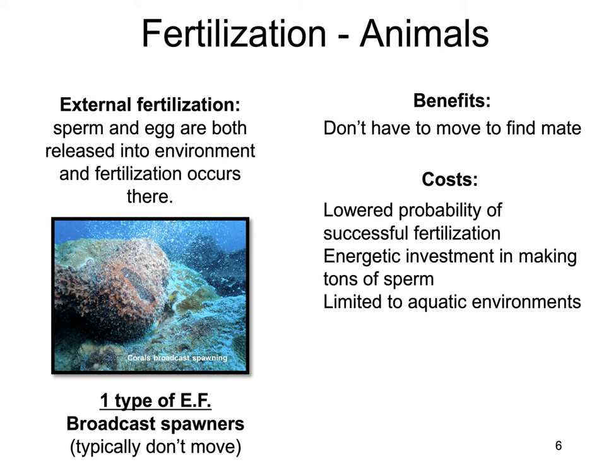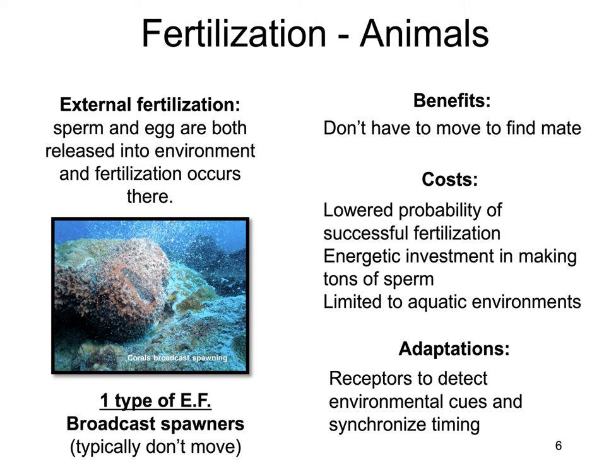Another big cost is that this is typically limited to aquatic environments, okay? And that's because egg and sperm in animals don't have a lot of adaptations to stop themselves from drying out. And so you need a moist, typically aquatic, environment for those egg and sperm to be able to float around to meet each other. Otherwise, they're going to dry out, and they're not going to be able to move around in the medium far enough to find each other.